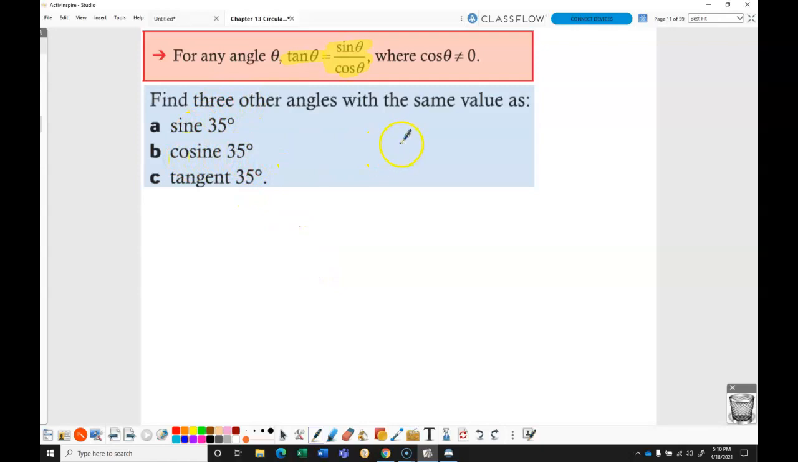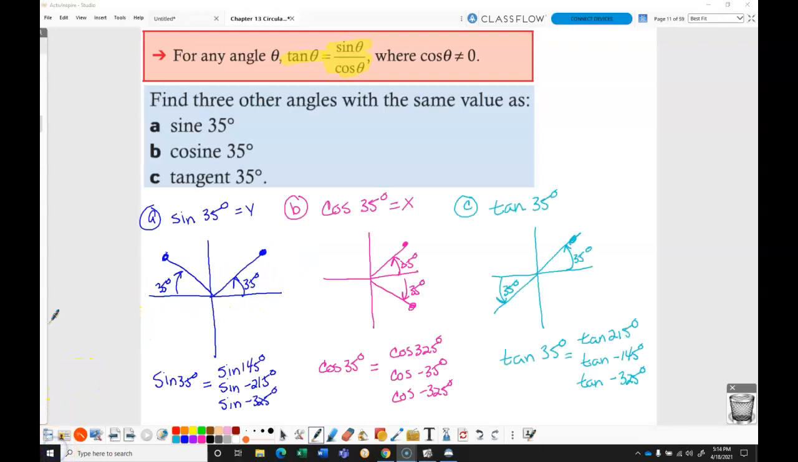For the tangent of 35 degrees, I needed to recognize that the opposite quadrants, 1 and 3, would have the same values. So I have 35 degrees is equal to 180 plus 35, which got me the 215. But I could also do this negative angle, that one right there, which is negative 145, and I could do the negative angle that brought me all the way back to the original point, and that would be negative 325. Okay, so that's an interesting way to look at those.